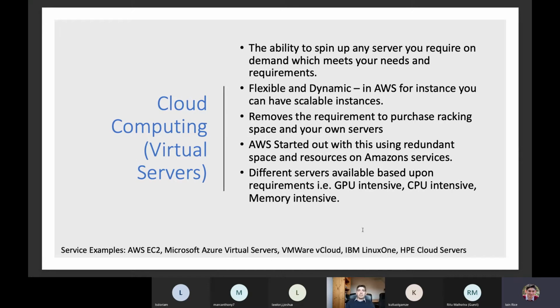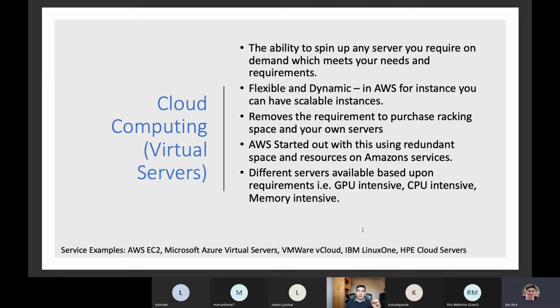So cloud computing gives you the ability to what we call spin up any server you require on demand, which meets your needs and requirements. It's generally flexible and dynamic. So in AWS, if I put a program up there, an AI model, and said, run this, it might run across one computer. It might look at it and go, I can run this really quickly across 4 computers. So each of those computers will do a quarter of the work, but they'll do it 8 times as fast because it's spread the load. And that's the way the cloud works. That flexibility in there is incredible and gives you the possibility to do things that you just wouldn't have been able to do in computing 10 years ago.